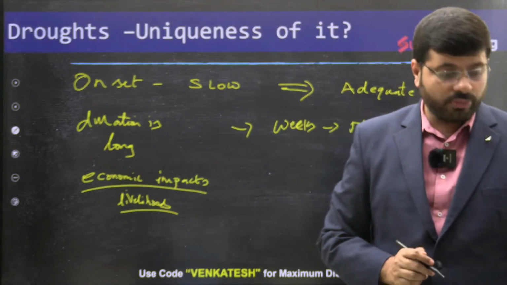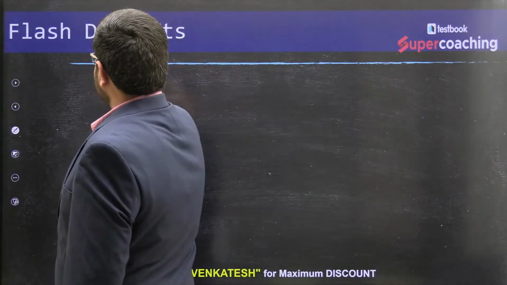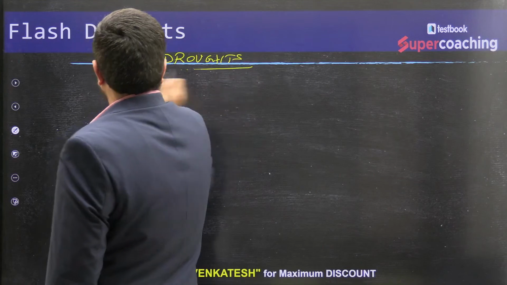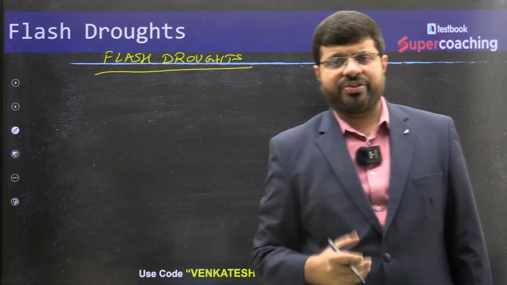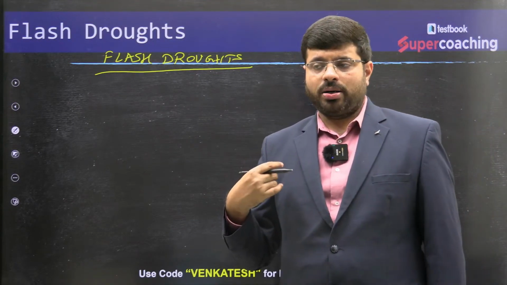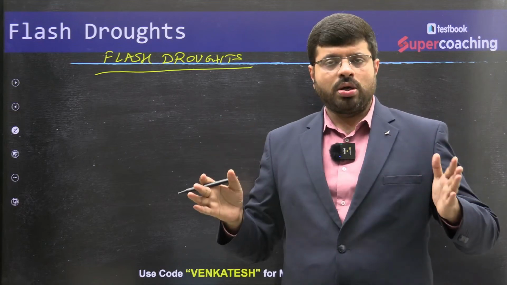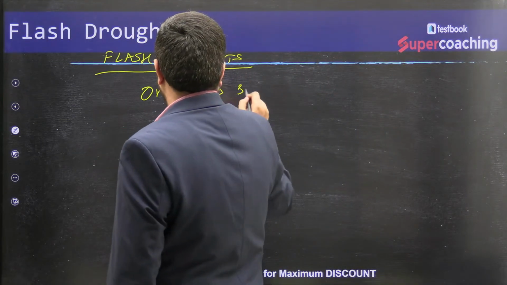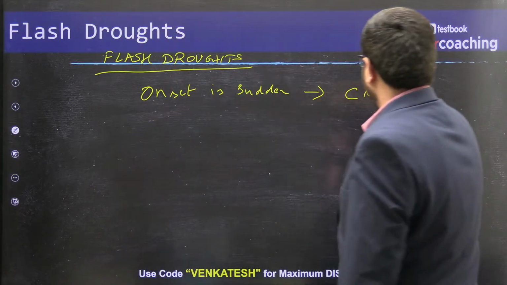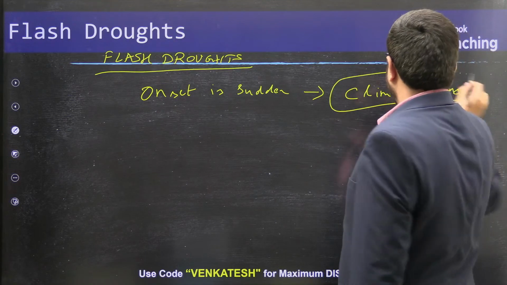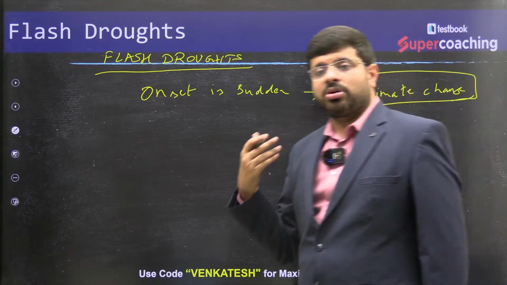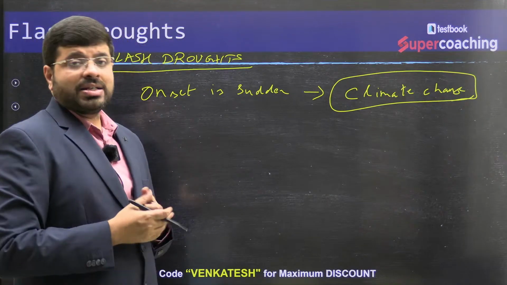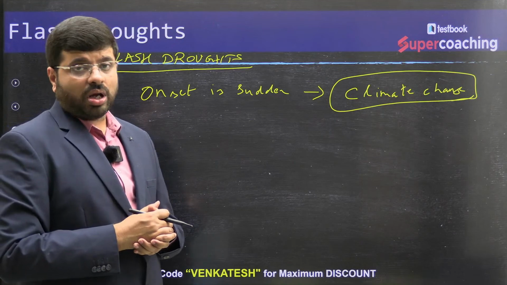But often we have also heard about a new concept called flash drought. Yes, we all might have heard about flash floods, but this is about flash droughts. What is the difference? Usually, the onset of a drought is slow, providing adequate warning. Flash drought onset is sudden, and it is mostly associated with the present era of climate change. When you have so much unpredictability in the amount of water received because of climate change, you will see that sometimes the intensities and frequencies of a flash drought are changing.